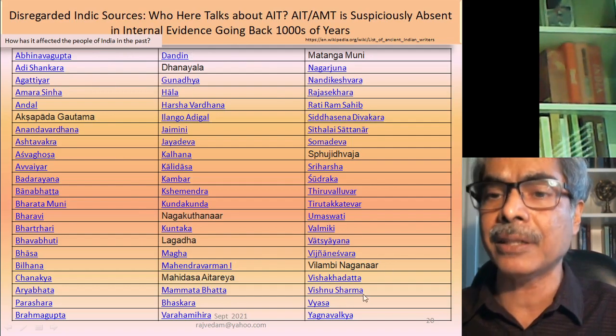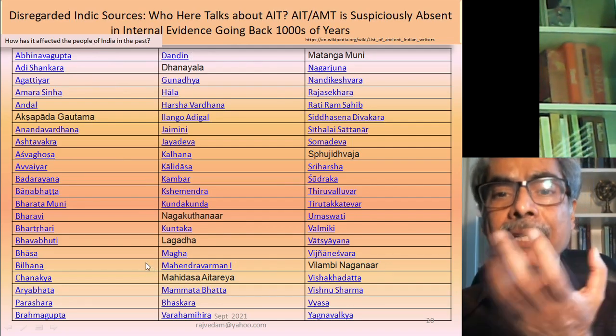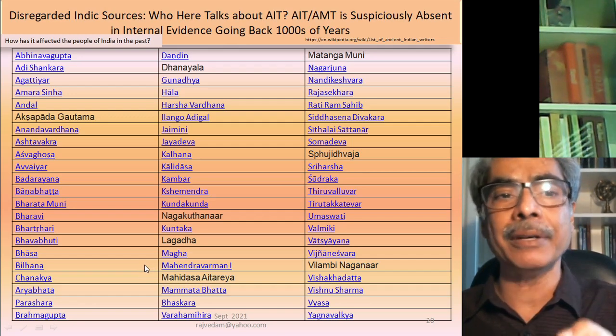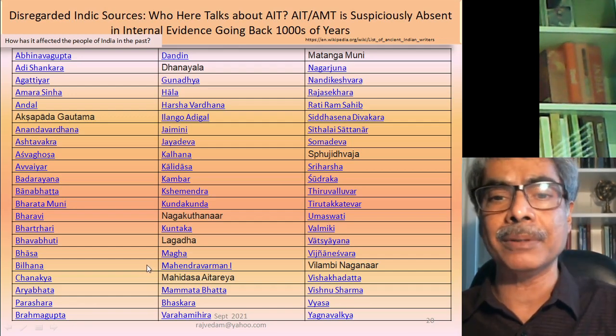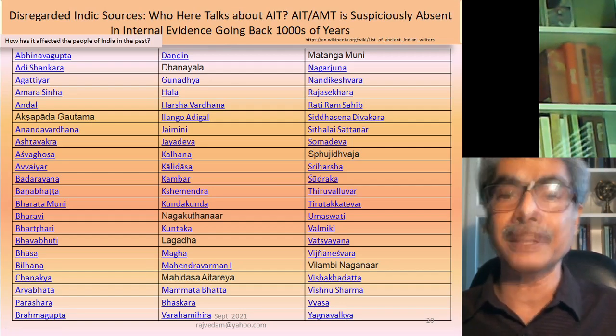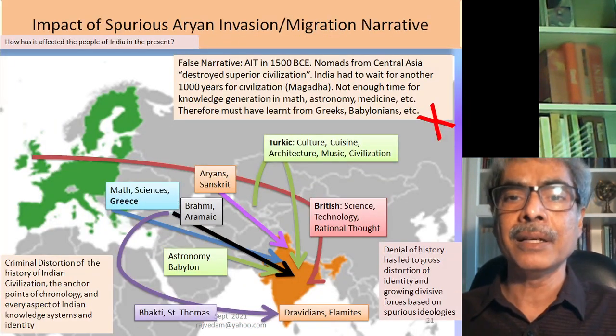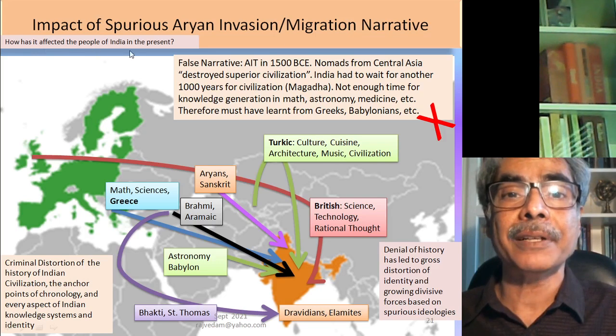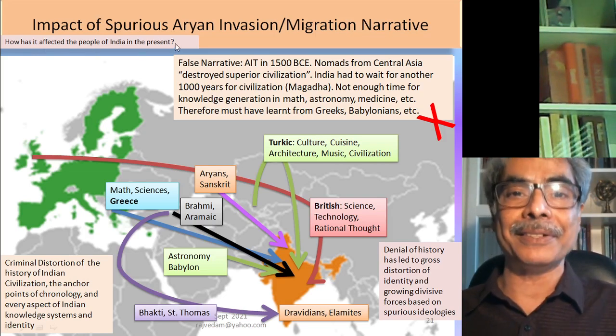The ancient authors in India saw Indians as one people, never as having been of different kinds of people and so on. There's a common culture and there's common cultural and heritage unity in India. This is what we see. Another part of your question was, how has it affected the people of India in the present?